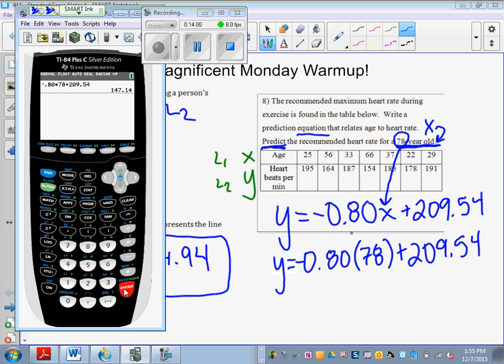So this is our answer here, 147.14. Now, they'll tell you what to round to, and a lot of times it's multiple choice, so you just look to see what's closest in your answers. Since we're talking about heartbeats, we don't have partial heartbeats. We don't talk about the decimal value of a heartbeat. So this one we would just round to the nearest whole number. So 147.14 would round to just 147.